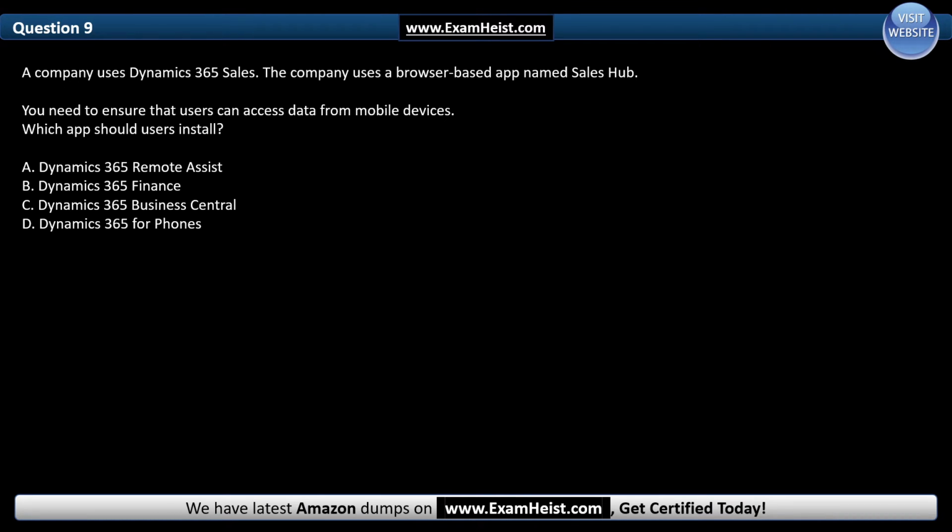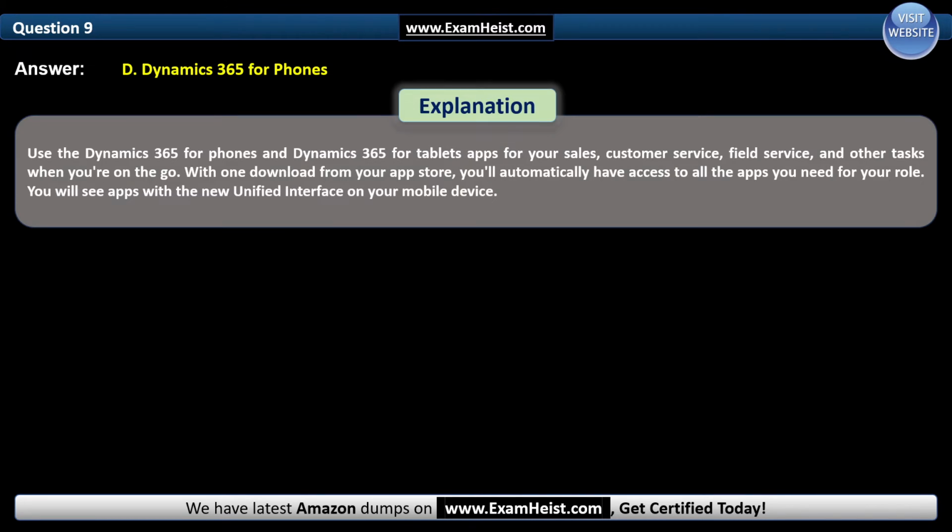The correct option is D. Dynamics 365 for phones. Use the Dynamics 365 for phones and Dynamics 365 for tablets apps for your sales, customer service, field service, and other tasks when you are on the go. With one download from your App Store, you will automatically have access to all the apps you need for your role. You will see apps with the new unified interface on your mobile devices.